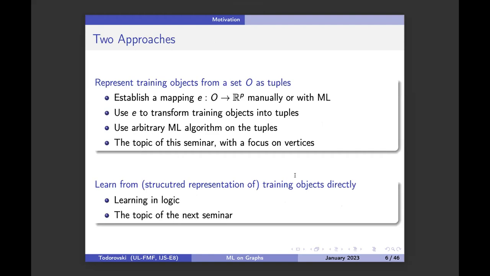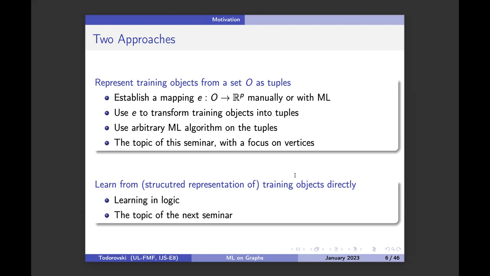Now there are basically two approaches to how you start to learn on graphs. The first approach is to establish a mapping. So what is the problem, and why do we need an additional approach which goes beyond the usual machine learning setting? Again, let me remind you that if you want to do traditional machine learning, you would like your training objects to be tuples with fixed dimension. One way to do so is to establish such a mapping. Say I have some training objects in a set O, and I will establish a mapping E from O to a Euclidean space of fixed dimension P, okay?